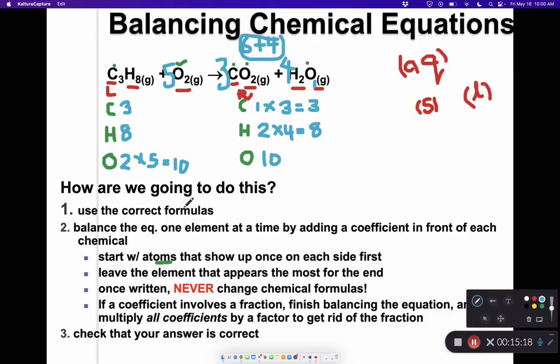Okay, now you can check back. We put the coefficients, and our coefficients are not fractions, they are whole numbers, so we do not need to do step number 4. Sometimes we have to do this step, depending on the equation. Right here we don't have to do that.